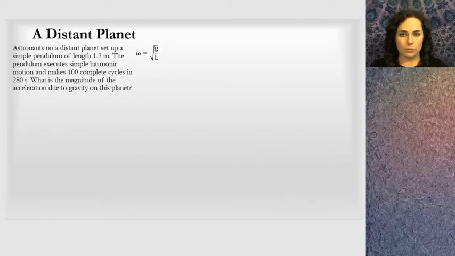I picked a pretty straightforward example to give us some idea of how to use it in a problem and recognize the concepts and symbols. A distant planet. Astronauts on a distant planet set up a simple pendulum of length 1.2 meters. The pendulum executes simple harmonic motion and makes 100 complete cycles in 280 seconds. What is the magnitude of the acceleration due to gravity on the planet?